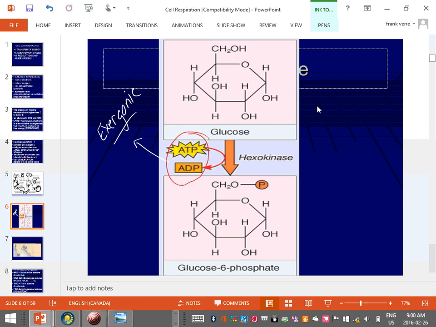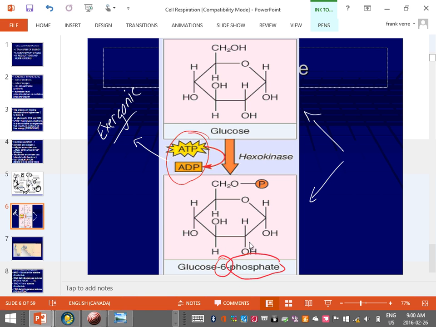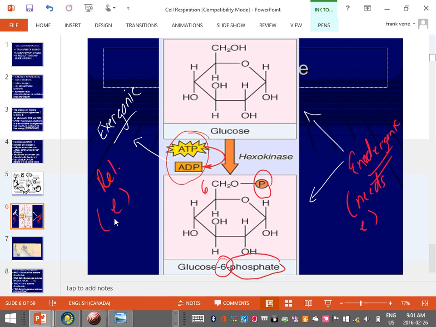So what's happening over here on this side? Well, this molecule is glucose. What do you notice? What has been added to it? Phosphate. And it's been added to the 6th carbon. So it's right here. This is carbon number 6. So from glucose to glucose 6-phosphate, that is an endergonic reaction. Which means what? This step needs energy. This step releases energy. So they're connected together.